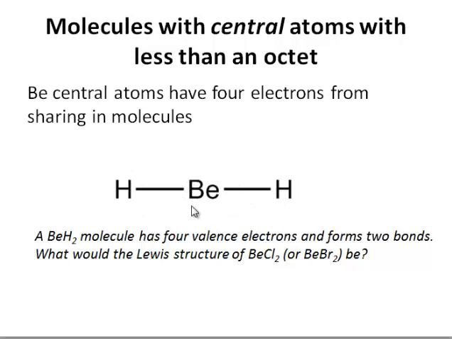The beryllium has only 4 electrons through sharing. Before you go on, or in the presentation, try writing down the Lewis structure of BeCl2 or BeBr2. Again, these are molecules, not ionic compounds.